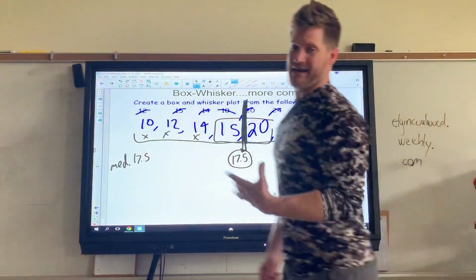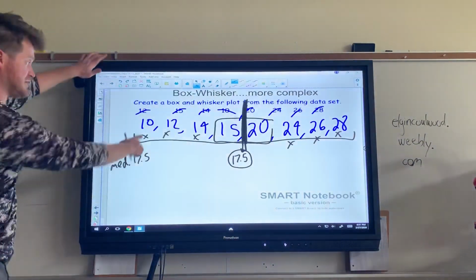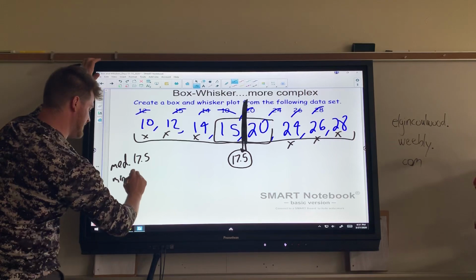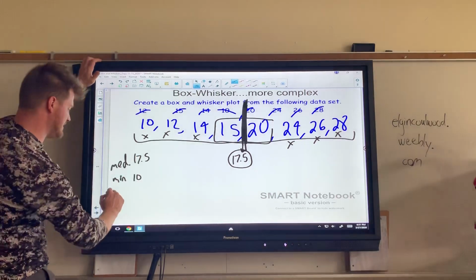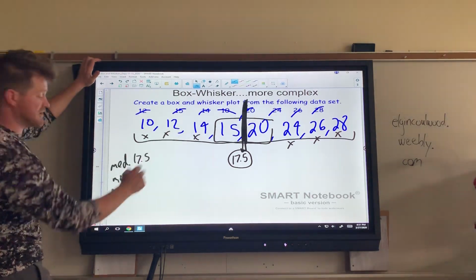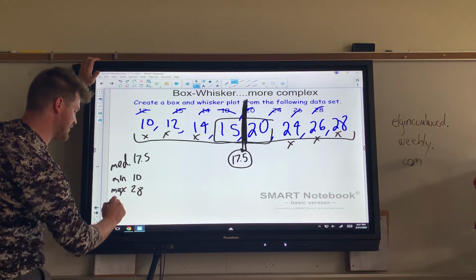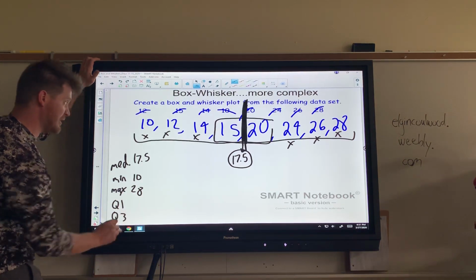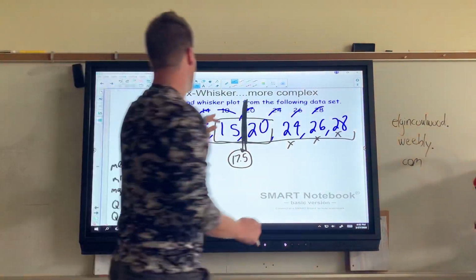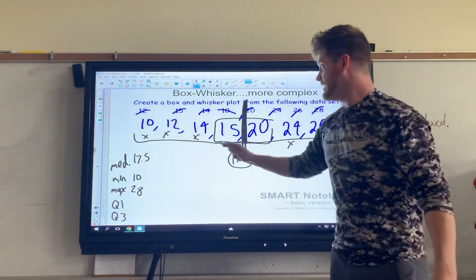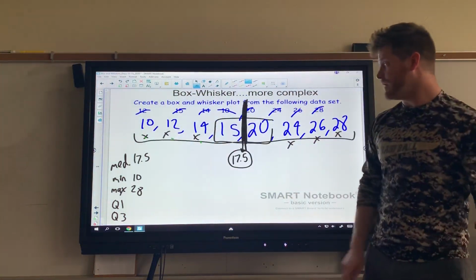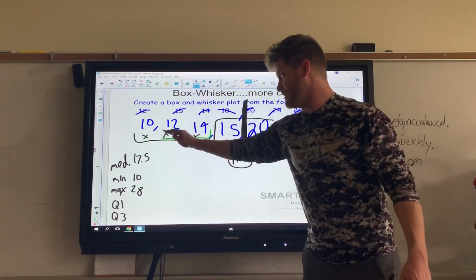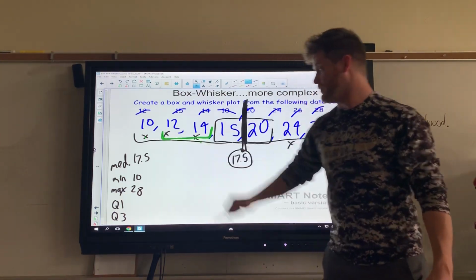Minimum and max you can go ahead and knock out. Those are the easiest. Minimum, our smallest number is 10. Max, our biggest number is 28. Now for Q1 and Q3 is going to take a little more work. Q1 and Q3. Well, there are 1, 2, 3, 4 numbers over here. The two middle numbers in the lower half are 12 and 14.